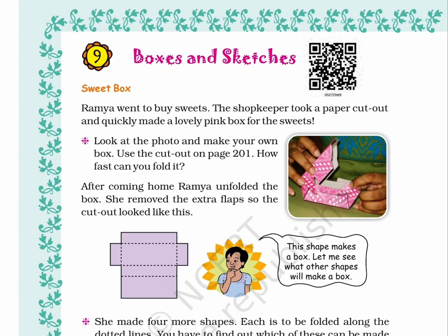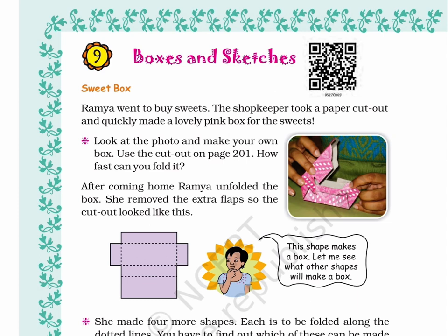This is chapter 9 from page 126 to page 133. Page 126. Boxes and Sketches. Sweet box. Ramya went to buy sweets. The shopkeeper took a paper cutout and quickly made a lovely pink box for the sweets. Observe the photo and make your own box.